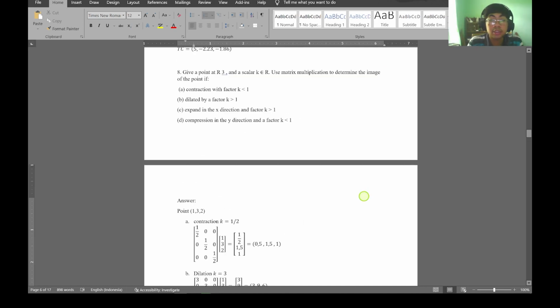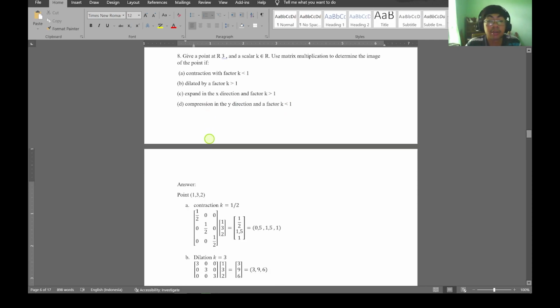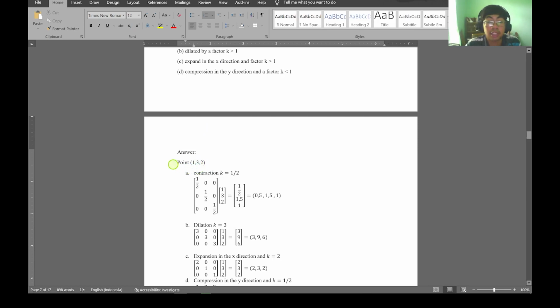Next is number 8. Given a point in R3 and a scalar k, a real number, use matrix multiplication to determine the image of the point for: A, contraction with factor k under 1. B, dilation by a factor k more than 1. And C, expansion in the x direction with factor k more than 1 and compression in the y direction with factor k under 1. So for this problem we have the point in R3: 1, 3 and 2.